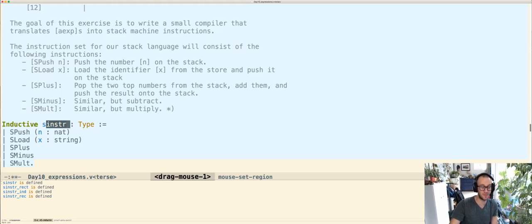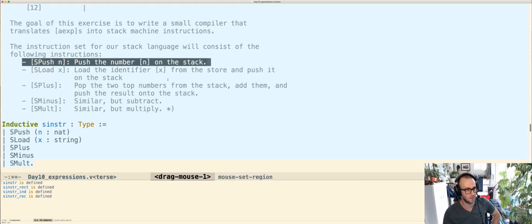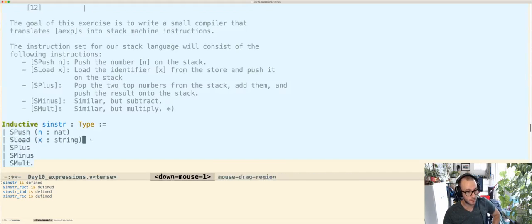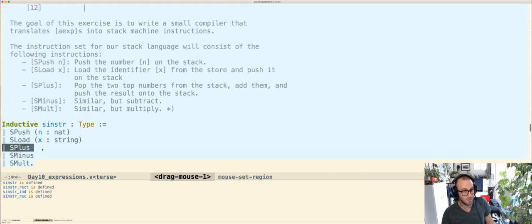And we're going to give ourselves 5 different instructions. So one instruction says push, and then it gives a number, and it says push this number onto the stack. So there's English descriptions of each of these up here. The next one, load. Don't know why my screen flashed. The next one, load, says, okay, load this identifier from the store, from the state, and push it onto the stack. Plus says, pop the 2 top numbers from the stack, add them, and push the result back onto the stack. Minus is the same but for subtraction, and mult is the same but for multiplication.